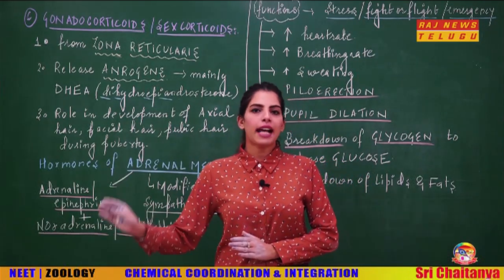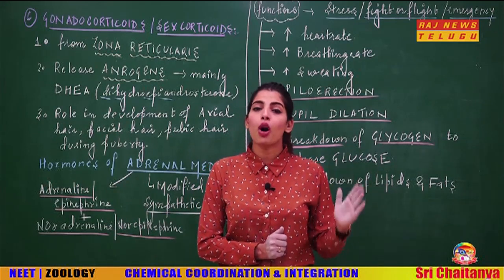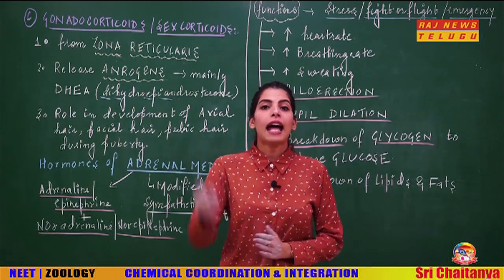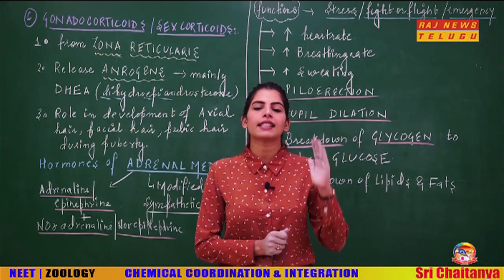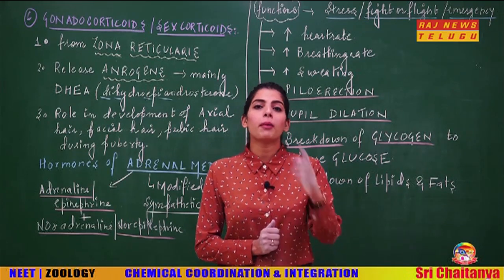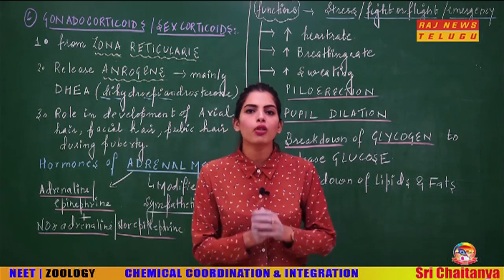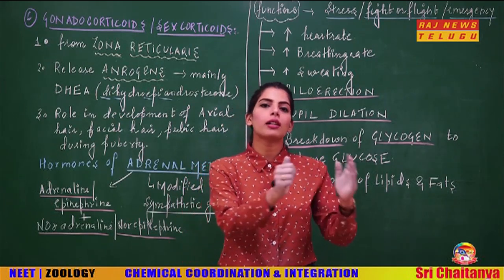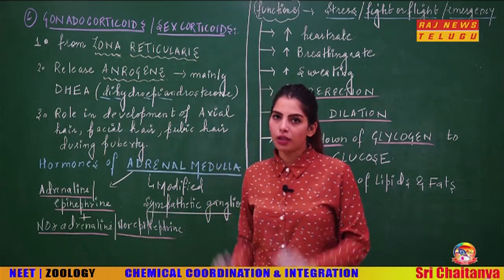Adrenaline, known as epinephrine, and noradrenaline, known as norepinephrine. And together, what do you call it? Together you call it catecholamines, because it is a derivative of an amino acid. So adrenaline and noradrenaline together, called catecholamines, are the hormones of the adrenal medulla.